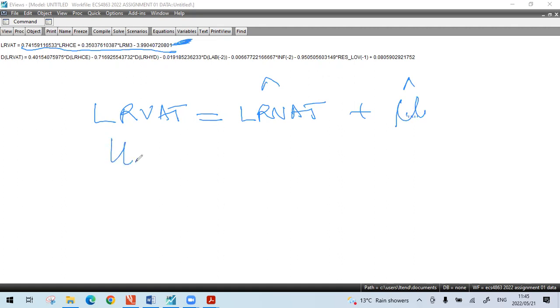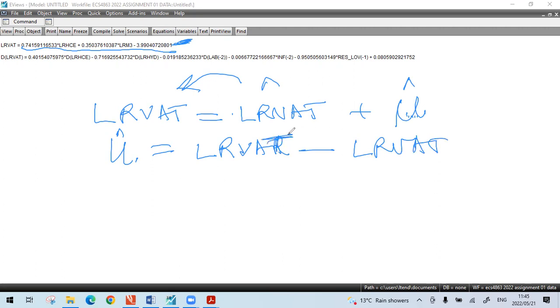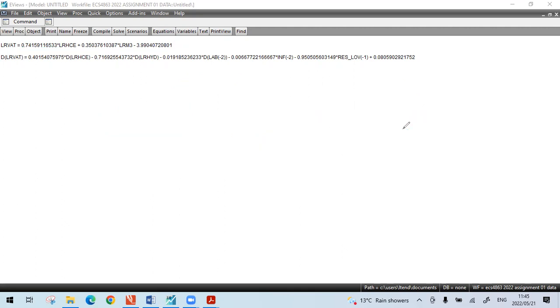I want to have u, this residuals, is equal to, if I take this one to the left side, it will change the sign, it will be negative. So I'll be like having LRVAT minus LRVAT, sorry, with a hat. That's what we want to do. So I don't want to confuse you here. So I want to have something like this.